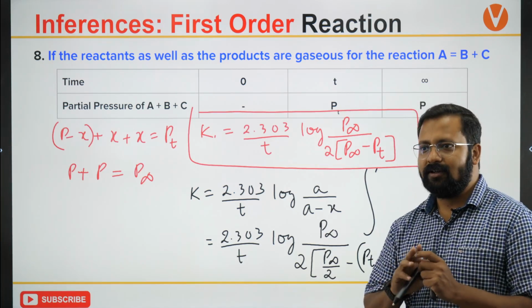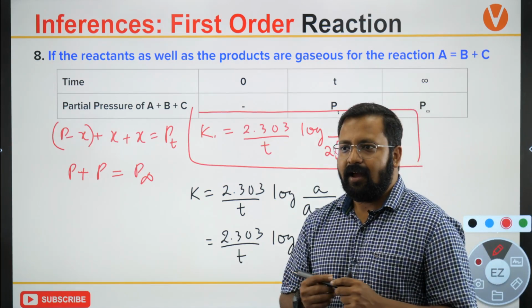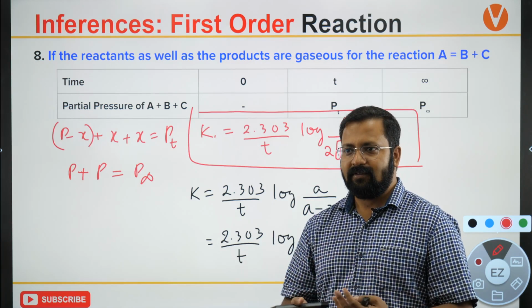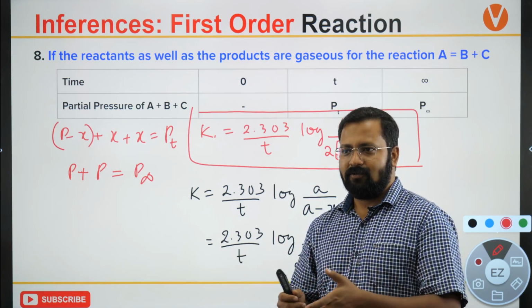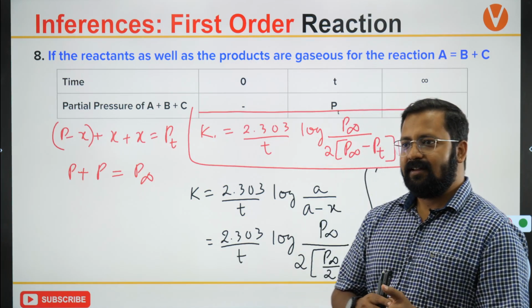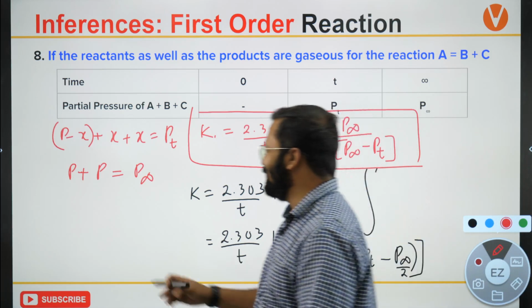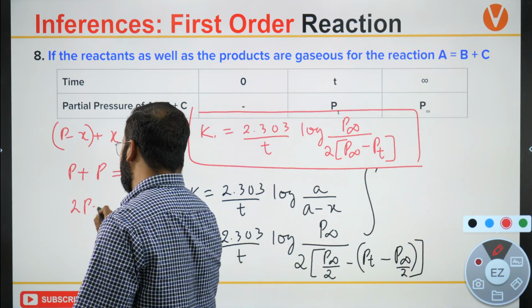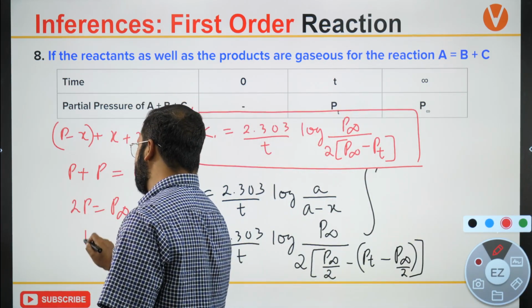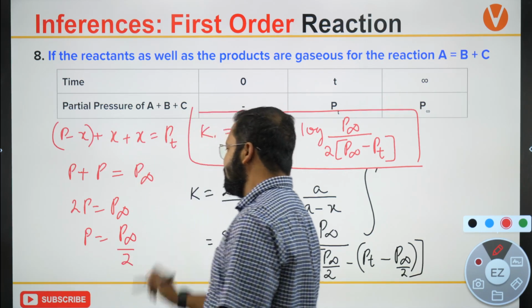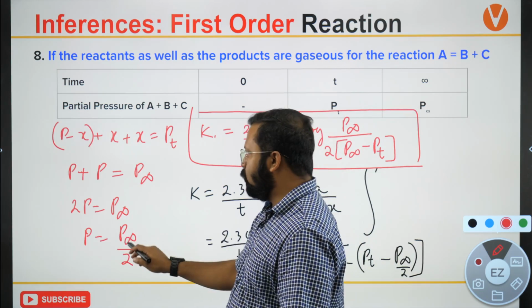Is that understood? I mean, does it change with conditions like temperature and pressure? Man, Atharv, no, dude. Rima, 2P is equal to P infinity. So what is P infinity? What is P equal to? P infinity by 2. P is equal to P infinity by 2.